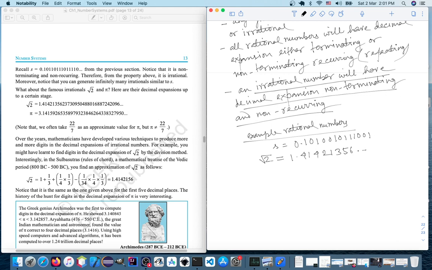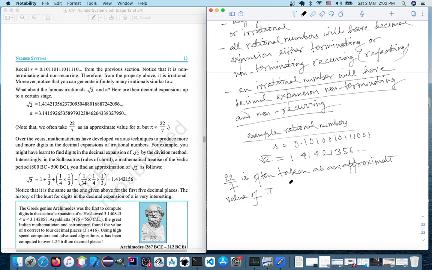It has many more digits, endless digits, but there is no pattern, there is no repeating block of digits after the decimal point. Also note that 22 by 7, this is a rational number, is often taken as an approximate value of pi. So in the previous lecture we have seen that pi is an irrational number.